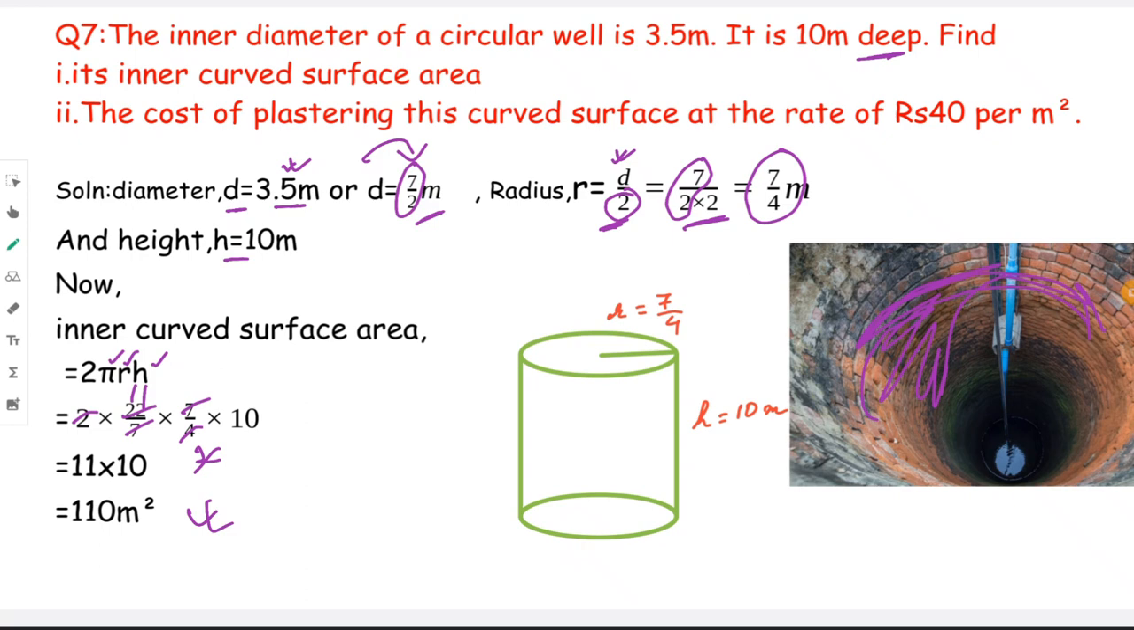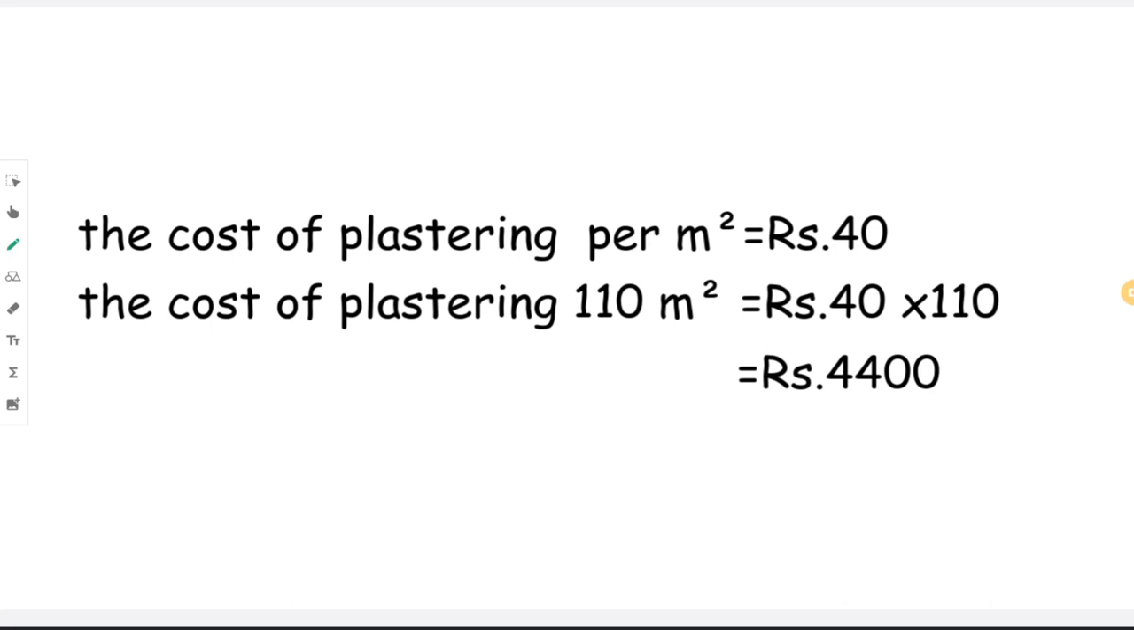The second part is what? The cost of plastering this curved surface area at the rate of rupees 40 per meter square. But how many meter square do we have? We have 110 meter square, right? So the question told us the cost of plastering per meter square is how much? 40, right? But how much meter square do we have? 110. So I just have to multiply these two, and the total amount is going to come out to be rupees 4,400.